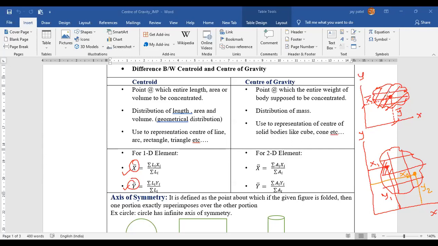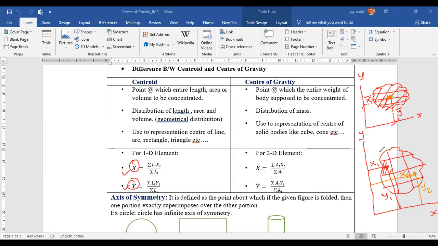ये आपका पूरा बॉडी है, मैंने पूरा बॉडी कंसीडर किया है, उसका पूरा सेंटर ऑफ ग्रेविटी कंसीडर किया है. But if I divide this body into n number of parts, I have n number of center of gravity points. Yes or no? I have separate center of gravity points for each and every element. That's the reason we are considering summation Li xi divided by summation Li. What is Li? It is the length of the element.